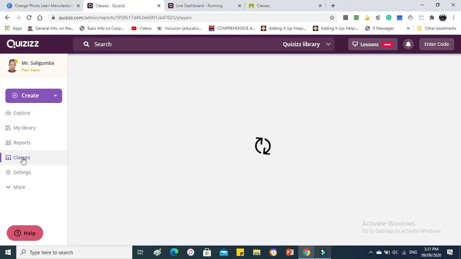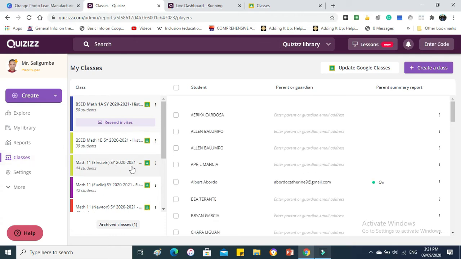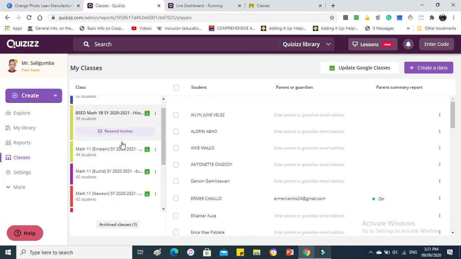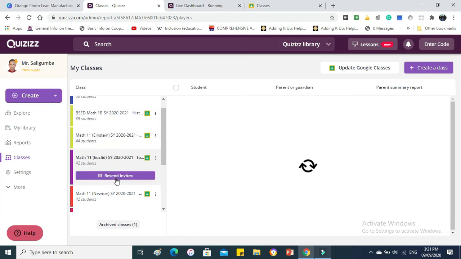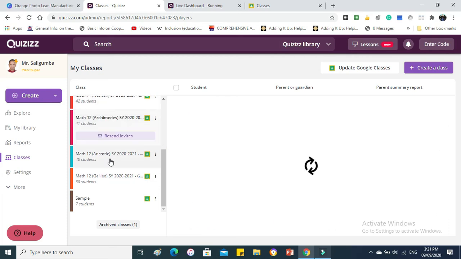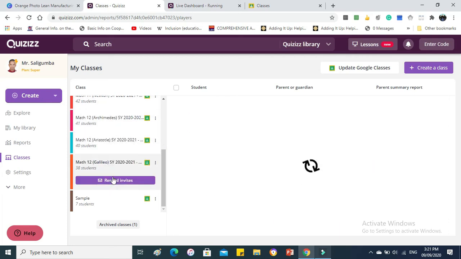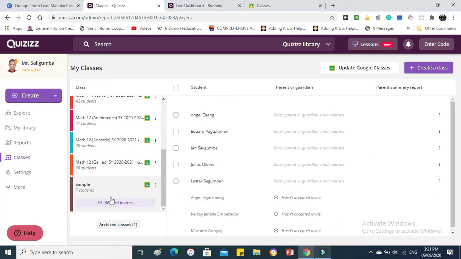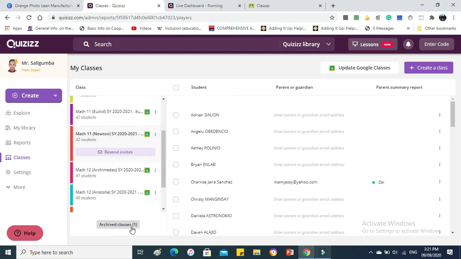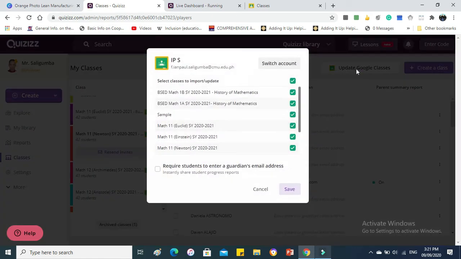And the next part is classes. This is where you will see my classes. We have here two classes in college, BSE Math 1A and 1B. Then we have grade 11 Einstein, Euclid, and Newton. Then we also have Archimedes, Aristotle, and Galileo, and sample class. By the way, all of these classes were imported from Google Classroom. So you can actually update it here and then save.